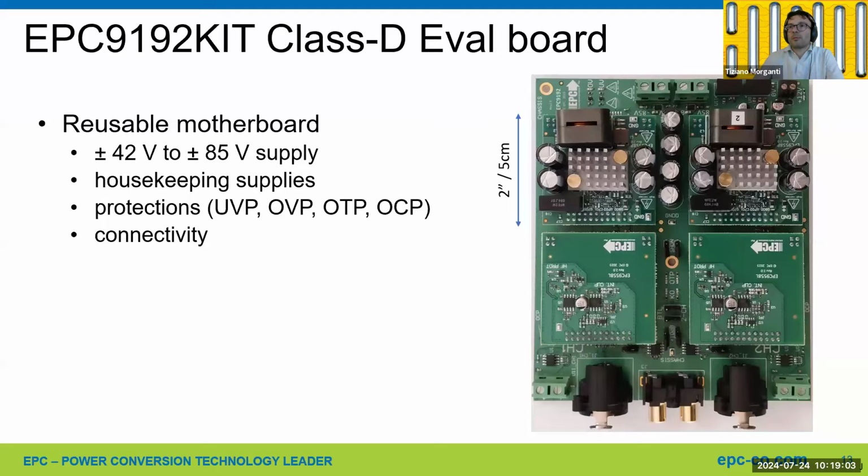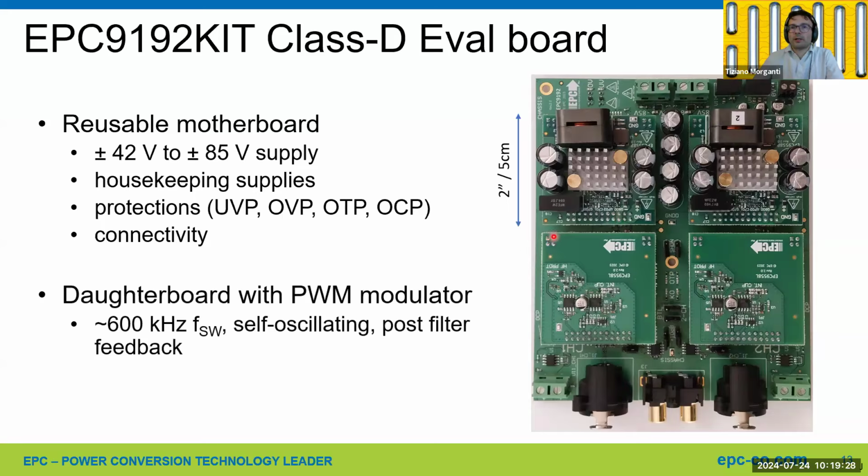Then we have the housekeeping power supplies. The input here is a regulated 12 volts. We have protection on the motherboard: under voltage, over voltage, over temperature, and over current protection. And we also have the audio connectivity: unbalanced inputs, balanced inputs, and the speaker outputs.